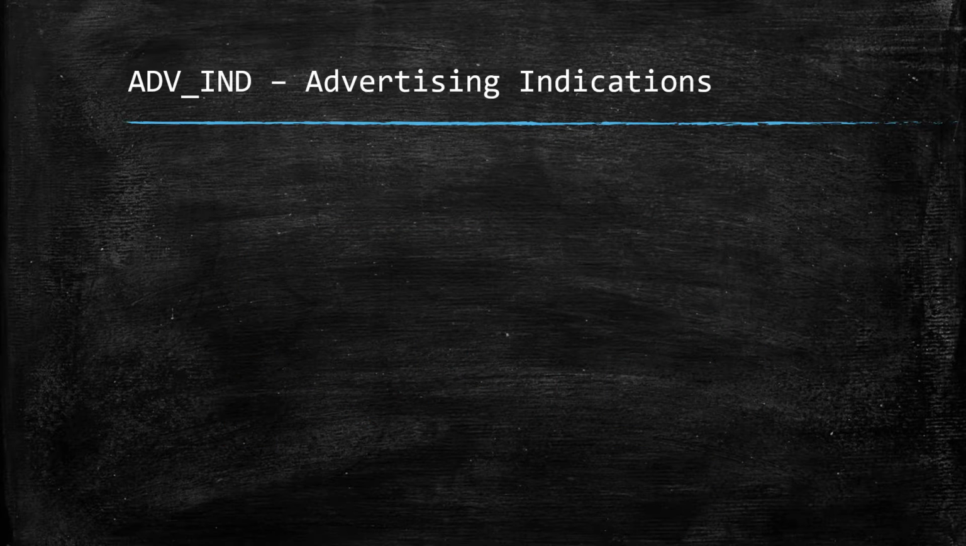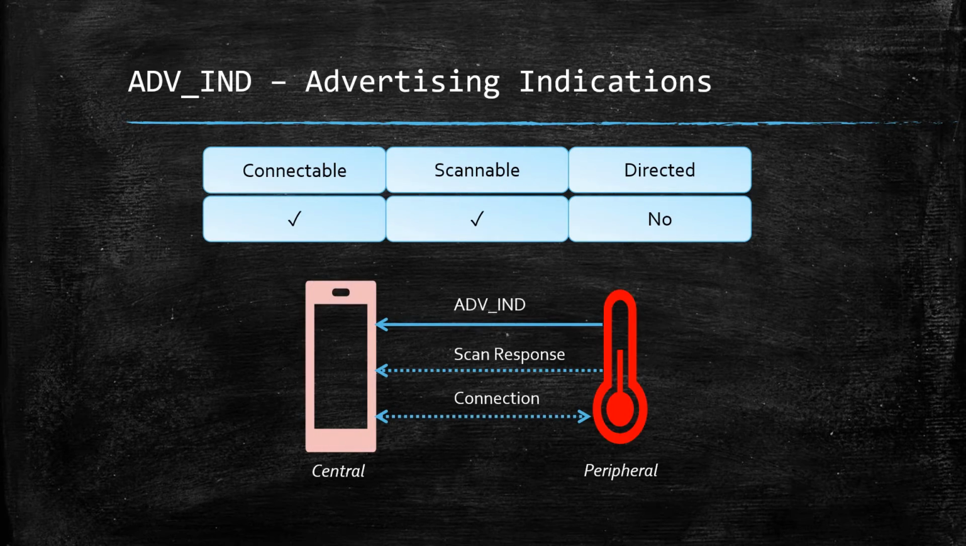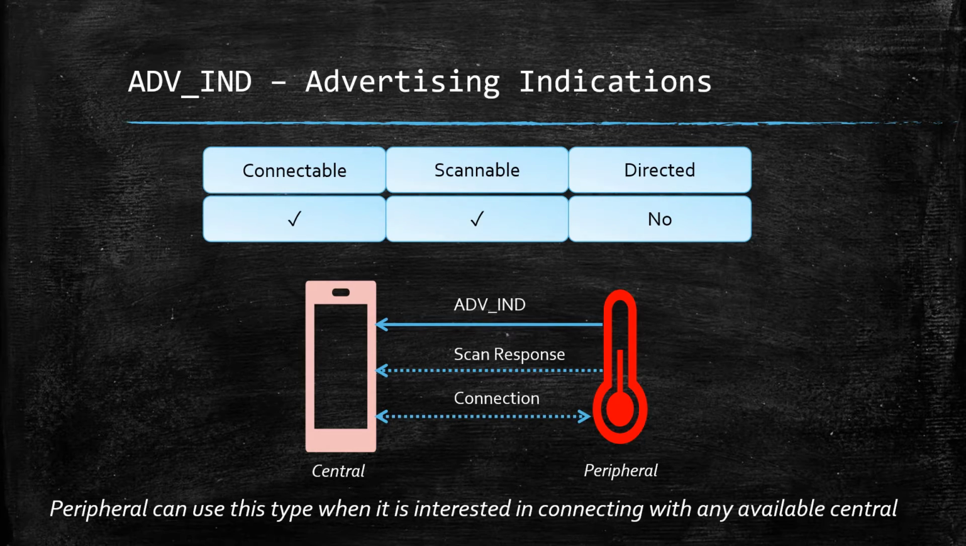The first type is advertising indications. This one will allow both connection requests and scan requests. This type can be used by a peripheral when it is interested in connecting with any available central, which means these types of packets aren't directed towards a particular central.